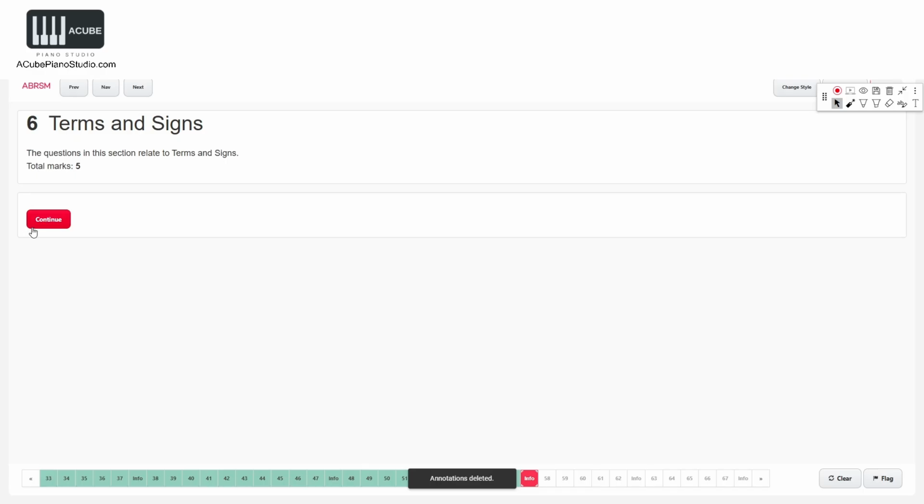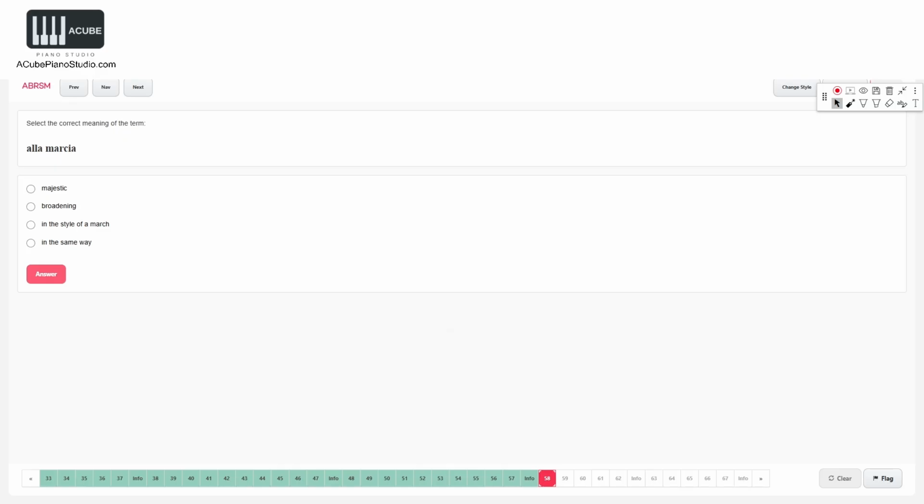Next, let's look at terms and signs. So this section is basically memory work and taking note of what you play. The terms and signs is what you play. So it should be quite easy to score if you have memorized them. So let's take a look at them. So next, this one, alla marcia. It basically means in the style of a march.